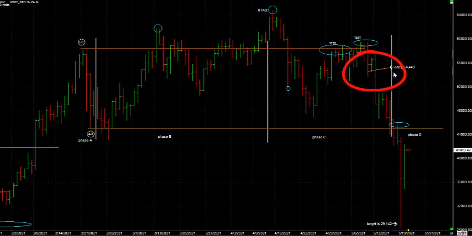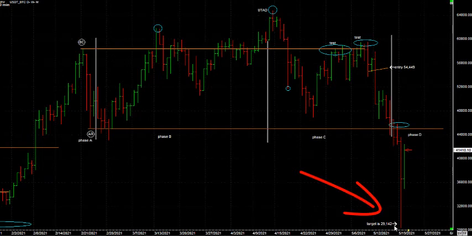And the point and figure chart gave us an entry at 54,449, with the projected target down here at 29,142.